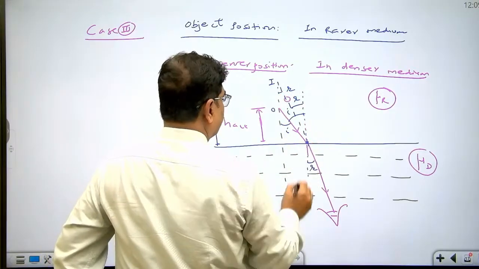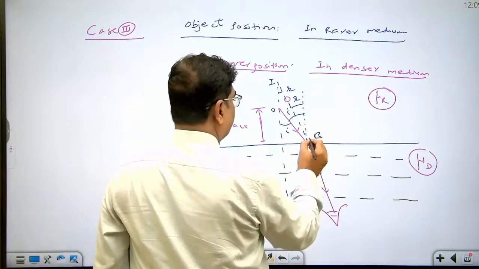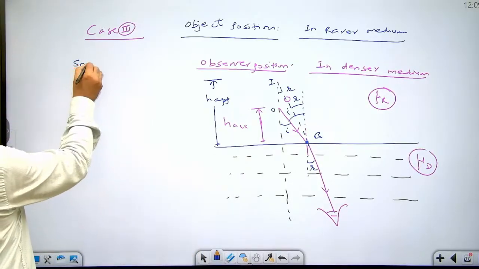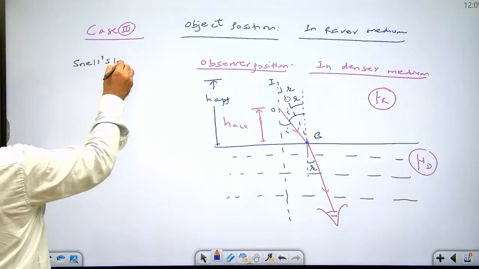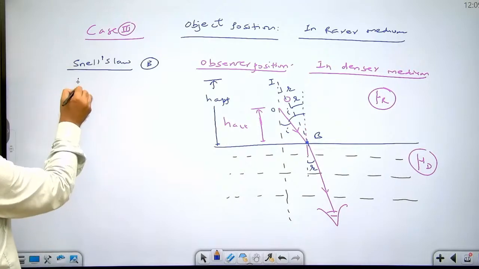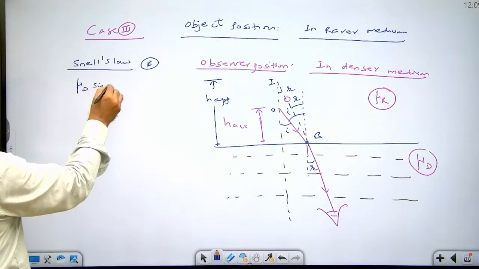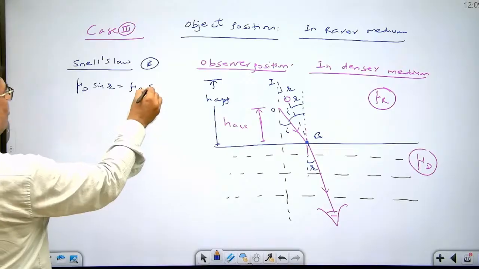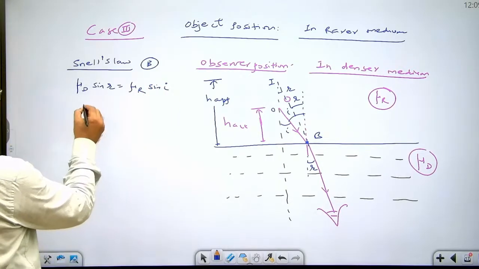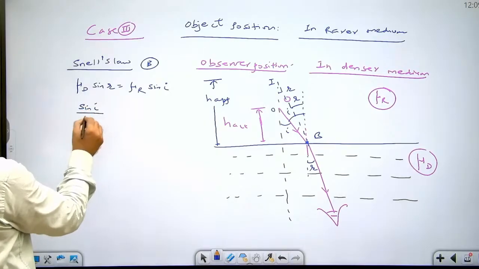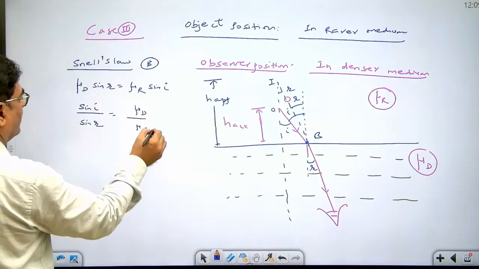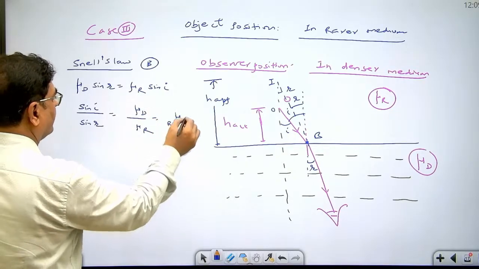Now applying Snell's law at point B. We get mu d into sin R equal to mu r into sin I. All angles will be measured with respect to normal. So here sin I upon sin R equal to mu d upon mu r. This is equal to mu dr. This is equation 1.